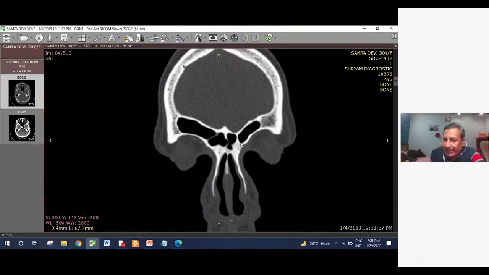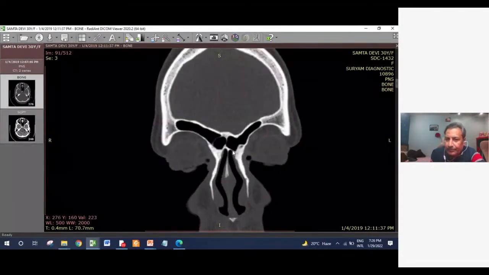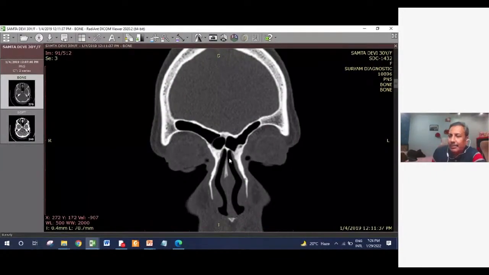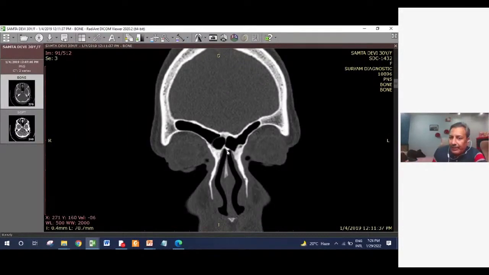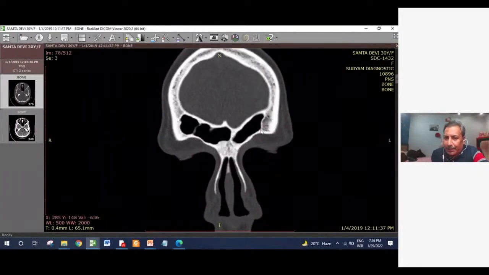These are incomplete septations, intersinus septal cells, and now the beak has gone, and this is the frontal recess which has come into the picture. Now this is no more frontal sinus. This is the frontal recess, that is the drainage pathway of the frontal sinus. So the frontal sinus is where the beak is.